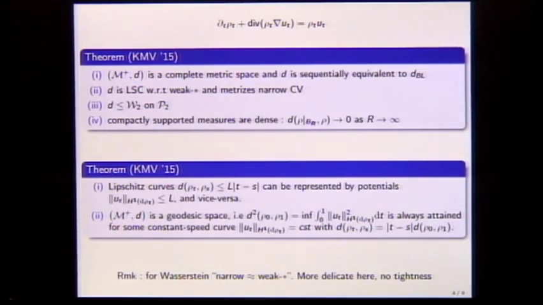The fourth result is that compactly supported measures are dense with respect to our distance. More precisely, the result is as follows. You give me any measure rho, you restrict it to a big ball B_R, and then you send R to infinity. Then the distance between the restriction of the measure and the initial measure tends to 0 when the radius of the big ball grows to infinity. So this is for the topological properties of our distance.